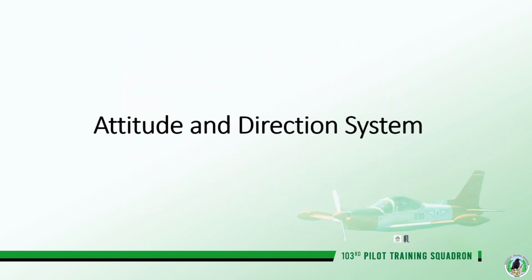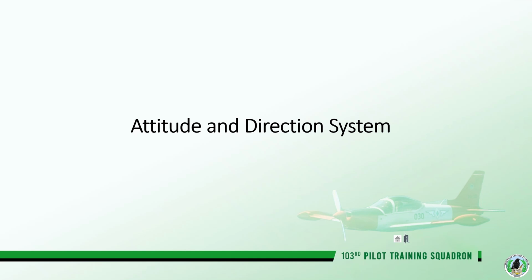Attitude and direction system. The attitude and direction system provides essential information about the aircraft's orientation and direction. This includes the attitude indicator and the turn and slip indicator.